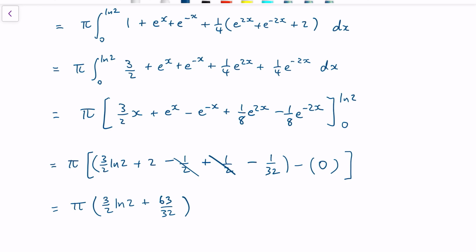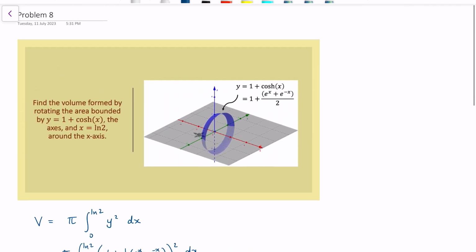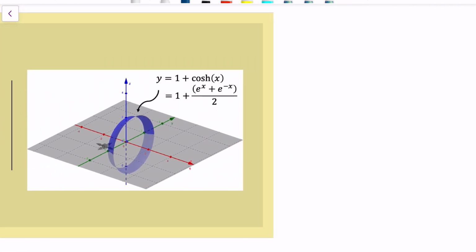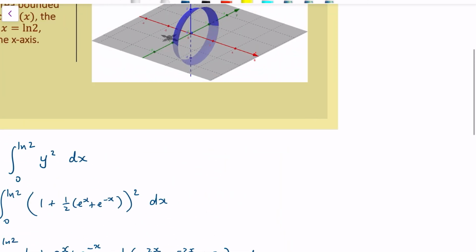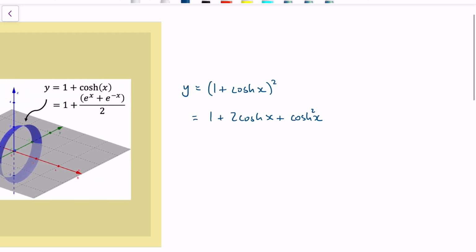Now, there is a different way of doing that, and it's if you knew a little bit more about hyperbolic cosines. So if we knew the definition, then we could just work with the definition, e to the x and so on. But if you knew that when you take y is equal to 1 plus cosh x and we needed to square it, well, that's quite easy to square. We just get 1 plus 2 cosh x plus cosh x all squared, or cosh squared x.